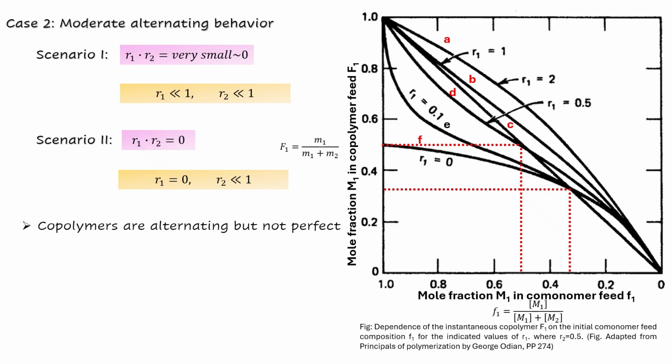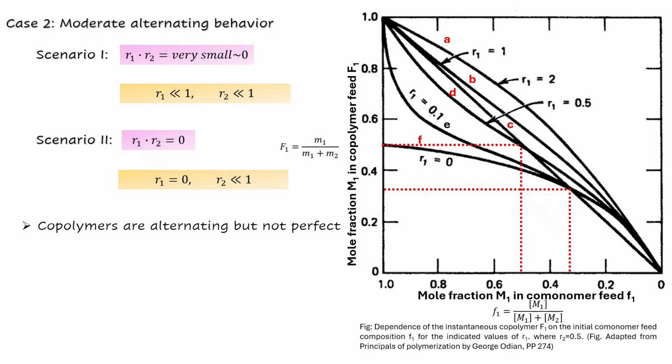In this plot, the value of R1 varies from 2 to 0, whereas the value of R2 is fixed at 0.5 for every curve. Consequently, the product R1 into R2 also varies from 1 to 0. We already know that R1 into R2 equal to 1 corresponds to ideal behavior, and R1 into R2 equal to 0 corresponds to alternating behavior. These are two extreme conditions.